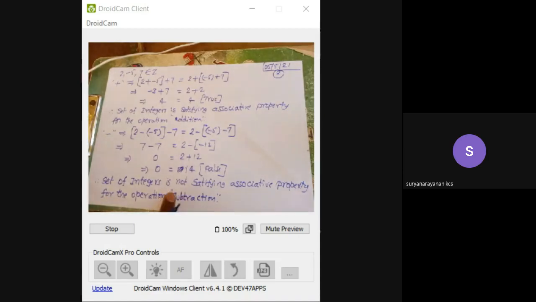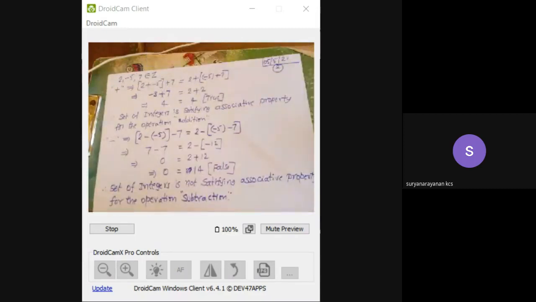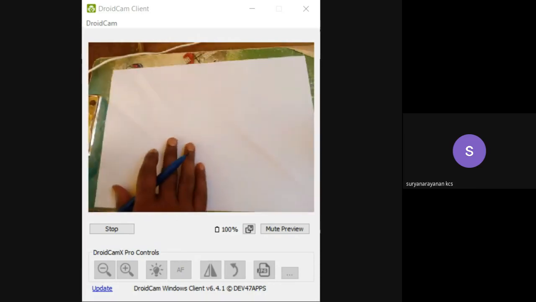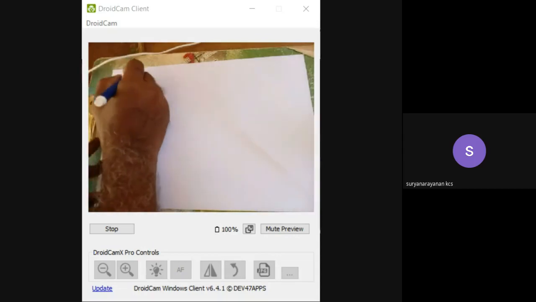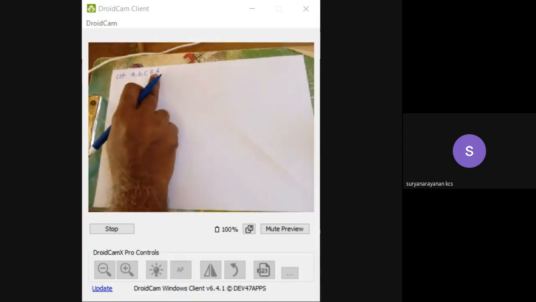Now we extend the same concept for the operation star. Suppose you take any three numbers, let A, B, C belong to some set. It may be any set of numbers. Maybe natural numbers, it may be the set of integers, rational numbers, or real numbers.